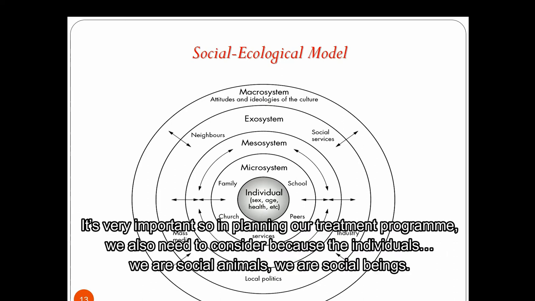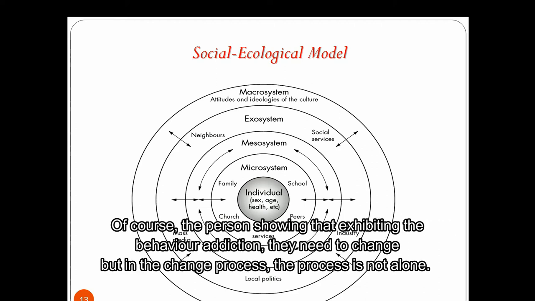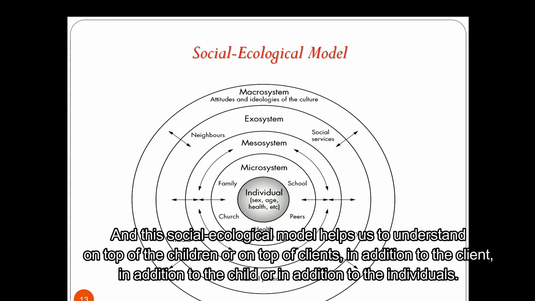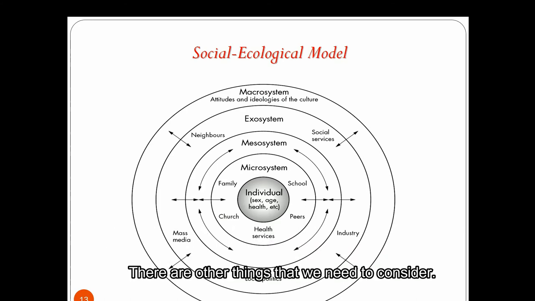It's very important. So in planning our treatment program, we also need to consider that we are social animals, we are social beings. Of course, the person exhibiting the addictive behavior needs to change. But in the change process, the person is not alone. There are a lot of things involved. And this social ecological model helps us understand that, in addition to the client, in addition to the child, or in addition to the individual, there are other things that we need to consider, okay?